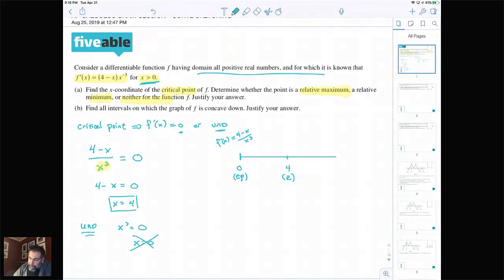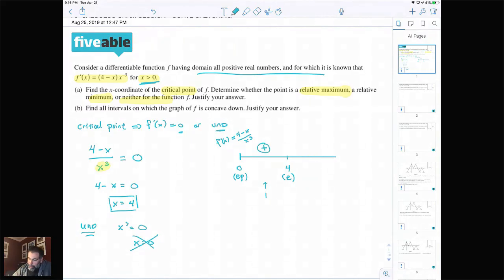So now I know basically that everything between 0 and 4 is going to give me one output for the derivative, either positive or negative. Everything after 4 is going to give me another one. So I'm just going to use a test value I'm going to plug in. I'll choose a value somewhere between 0 and 4. Maybe I'll choose 1, okay? And when I plug that 1 in, well, f prime of 1, the numerator is positive, 4 minus 1, and the denominator is positive, 1 cubed. So that means we're going to get a positive result here.